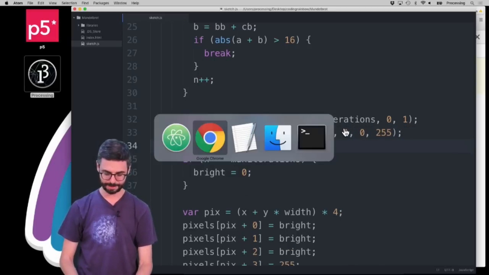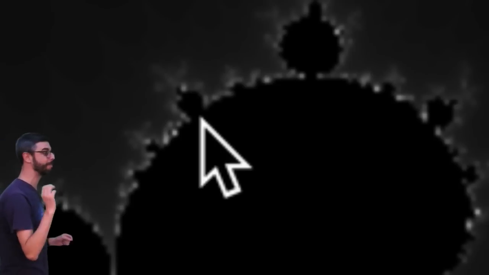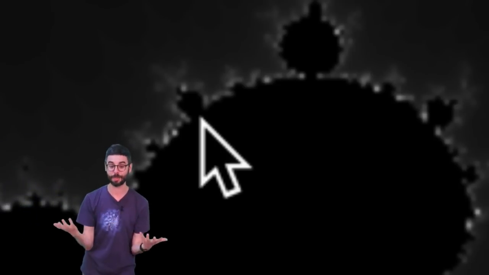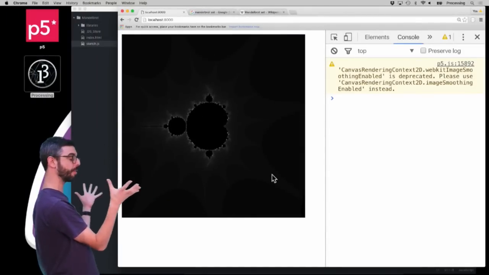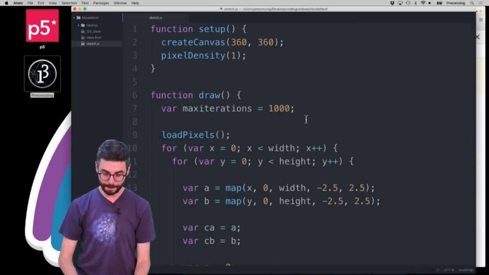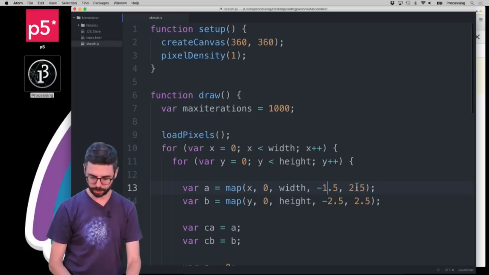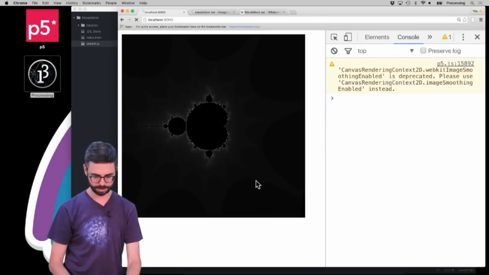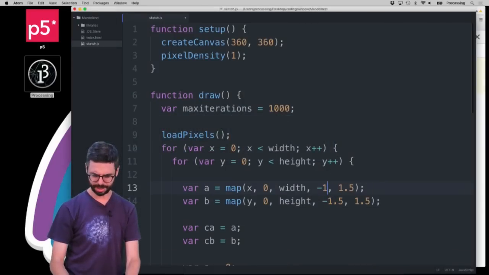So if I do that, and I refresh this page, now you can see this is starting to look more like what you might be used to seeing in a Mandelbrot set visualization. The other thing you'll notice is I'm looking at a zoomed out version of the Mandelbrot set. The reason it's zoomed out is because the minimum and maximum range here are between negative 2.5 and 2.5. So what if I went between negative 1.5 and 1.5? Now you can see I'm zoomed in on it. And what if I went between negative 0.5 and 0.5?